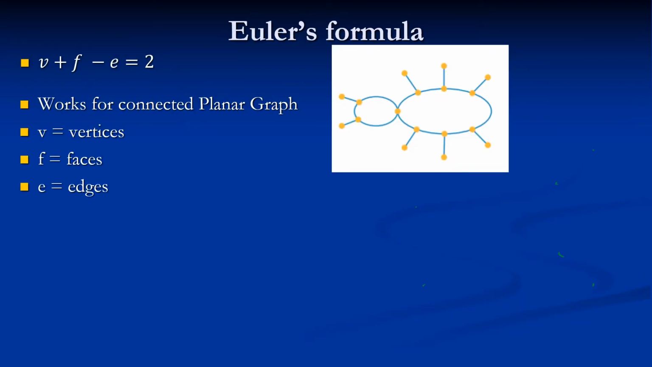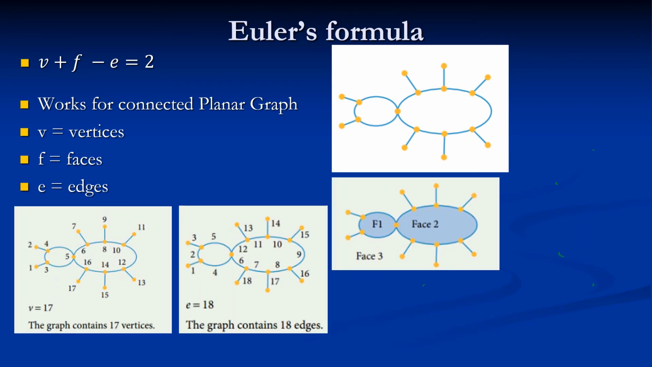So let's have a look at another go at Euler's formula. This works for connected planar graphs. So we've got the vertices and the faces and the edges, and Euler's formula tells us that the vertices plus the faces minus the number of edges should equal 2. So in here we have 17 vertices.